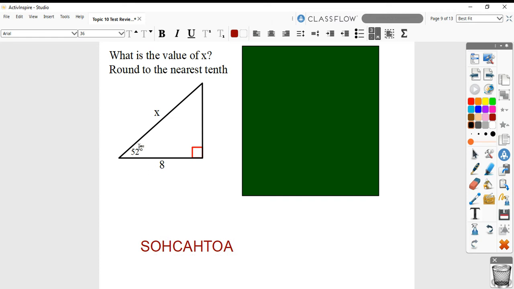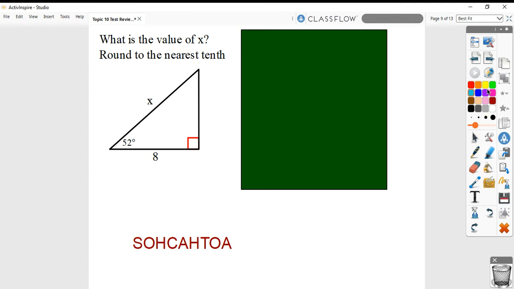Okay, I can look at this and see that this is our angle. It gives us the adjacent side. We're looking for the hypotenuse. So we need a trig function that uses the adjacent and the hypotenuse. Well, I see that right here in the middle of our SOHCAHTOA. Adjacent and hypotenuse are together under cosine. So that's what we're going to use.